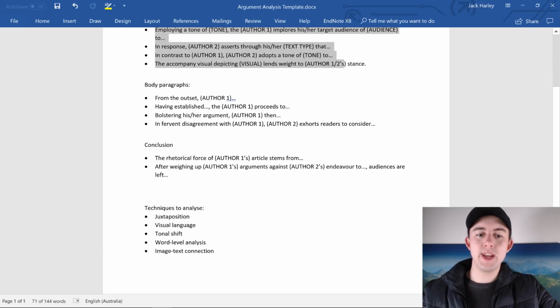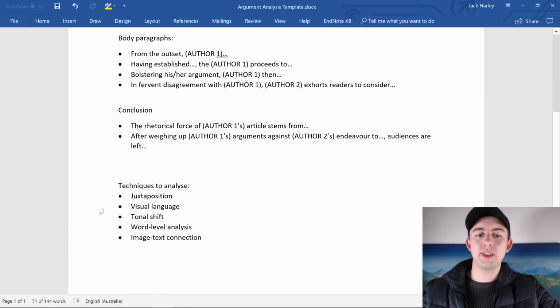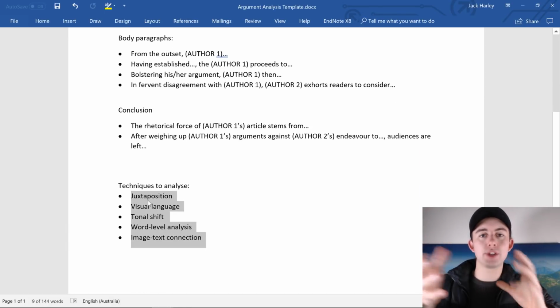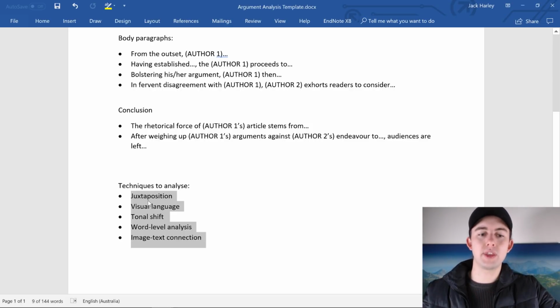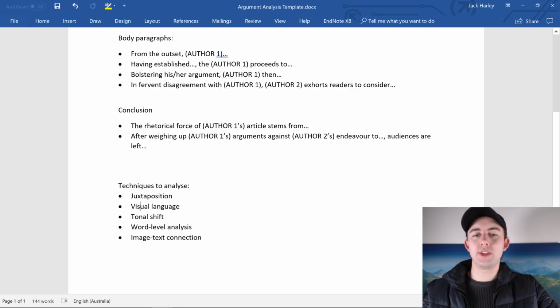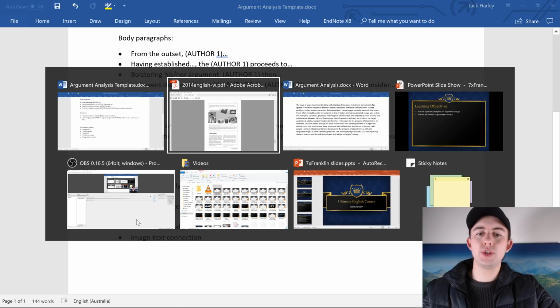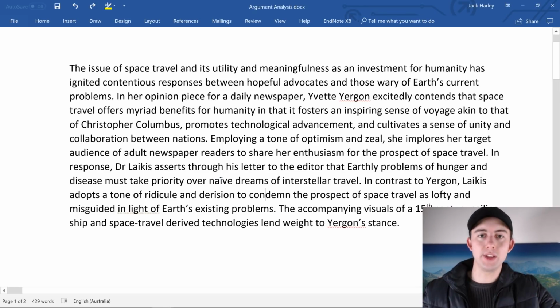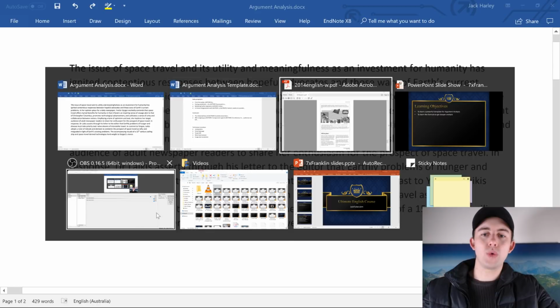Now, when it comes to analyzing, these are just a few techniques I personally like to look out for. Juxtaposition means comparison between two very strikingly different things. Visual language, tonal shift, there's a few ideas there. But now what we want to do is talk about depth of analysis. So here's what we're going to do. We're going to go to the article.